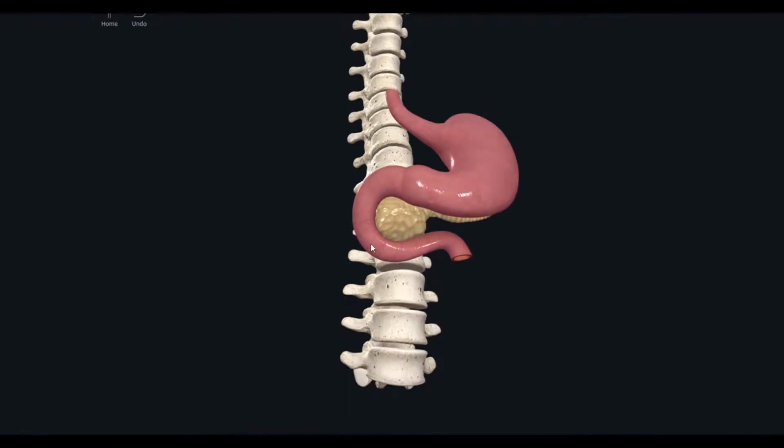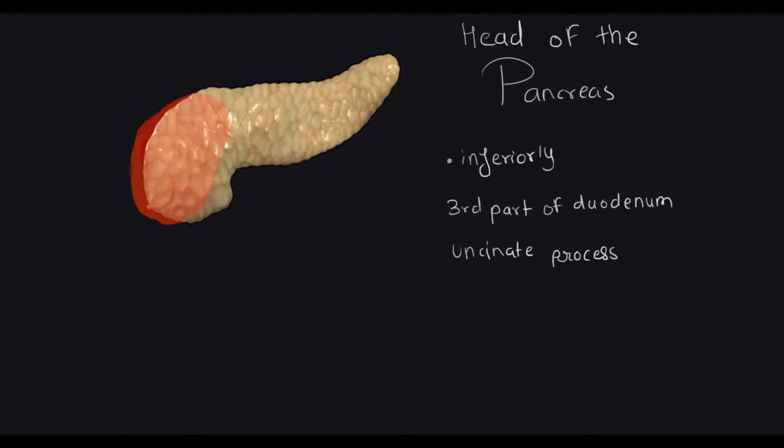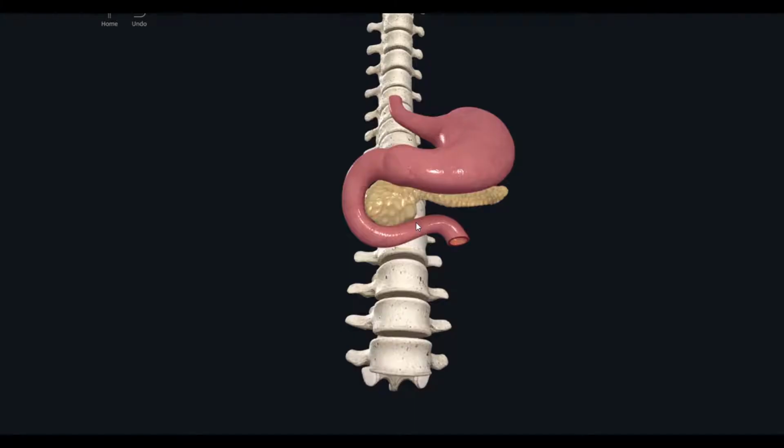Then we have the first part of the duodenum, and then we have the second horizontal part right here. So three major superior relations. Inferiorly, we can notice the third part of the duodenum, and then we have the uncinate process, which is in continuity with the head of the pancreas. So as you can see inferiorly, this is the third portion of the duodenum, and then this small region right here is known as the uncinate process.